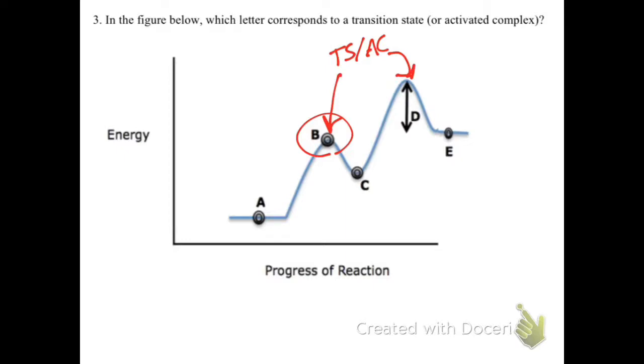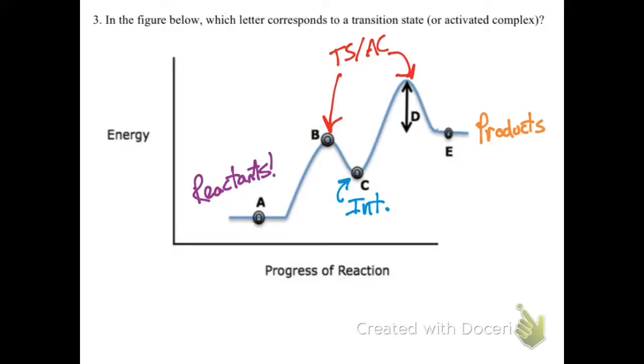But let's go through and label everything else on this diagram. So whatever we start with, those are our reactants, our starting materials. Whatever we end with, those are our products. So A, our reactants, E, our products, and then finally, any valley that we happen to run into along the way, that we encounter along the way, these are intermediates. So C right here would be an intermediate.